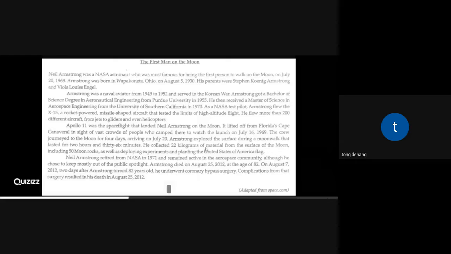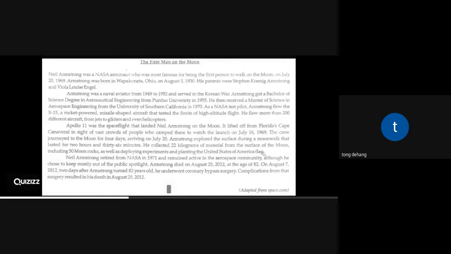He collected 22 kilograms of material from the surface of the moon, including 50 moon rocks, as well as deploying experiments and planting the United States of America flag. Neil Armstrong retired from NASA in 1971 and remained active in the aerospace community.